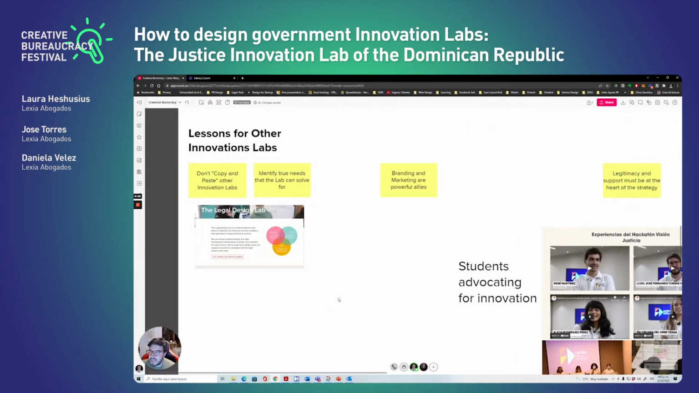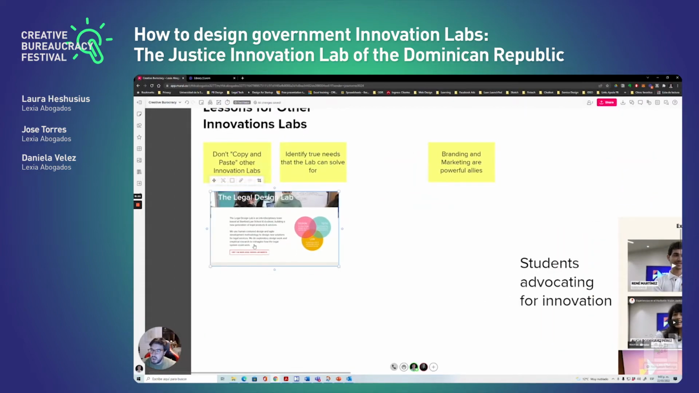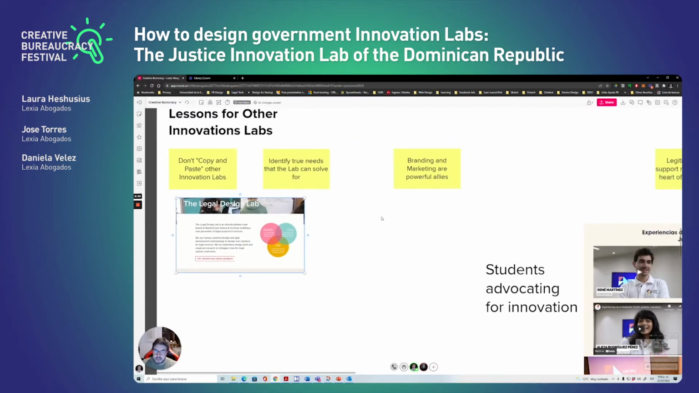So let's speak about lessons learned for other innovation labs. The first one: don't copy and paste other innovation labs. I used to be a fellow at Stanford Legal Design Lab. The Dominican Republic asked me to create a lab on the basis of Stanford's, and I said yes, but we cannot copy and paste. Contexts are different, needs are different, capabilities are different, everything's different. So for the Dominican Republic, we needed to identify true needs that the lab could solve for. So inspiration, but not copying and pasting.